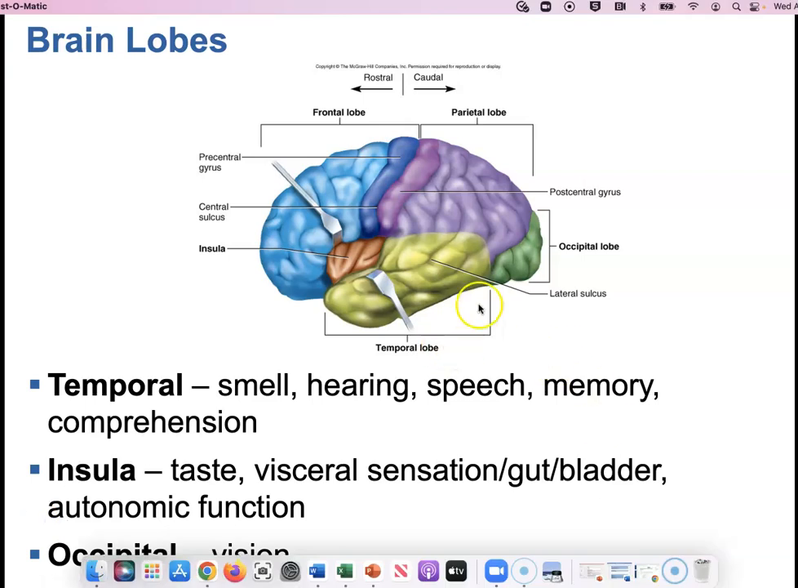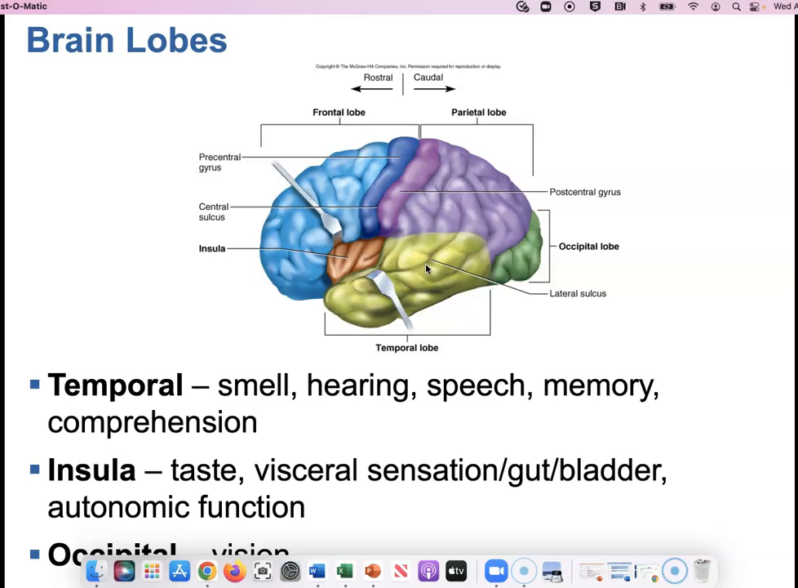Then what we have here is the temporal lobe, what's called the insula, and then the occipital lobe. Your temporal lobe, this portion, why that matters and why it's so important is because it's where we have our smell, our hearing, speech. So this is where you're going to have the ability to actually talk, right? Speech is received, so we'll get to that in a little bit.